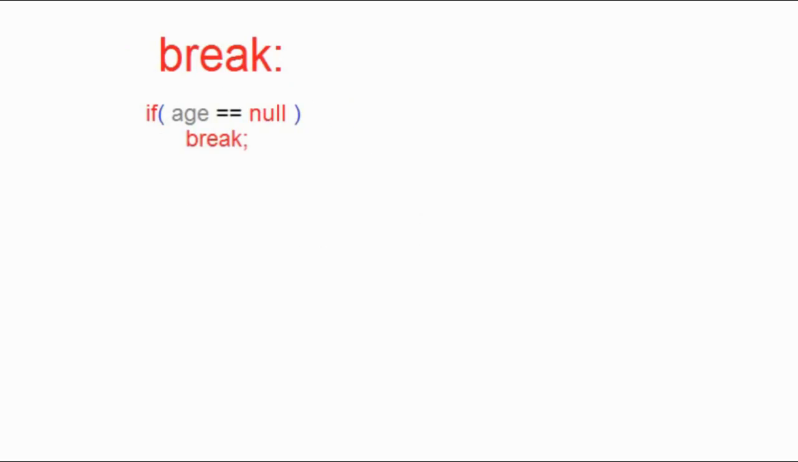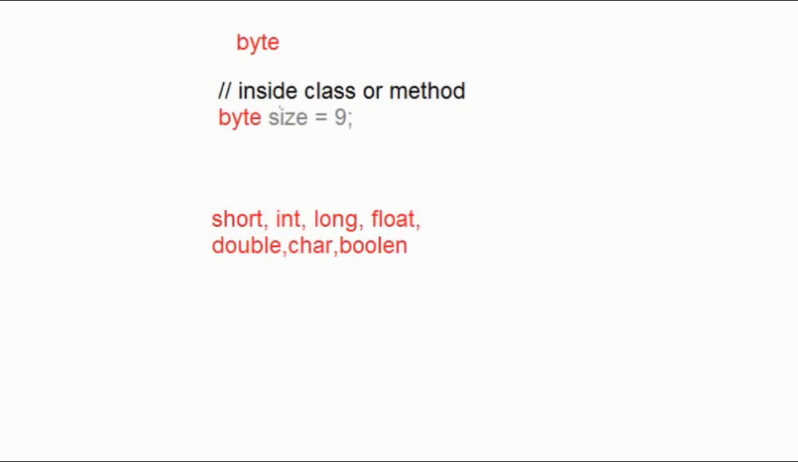The next keyword is the break. The break is used to terminate a loop. So this is how you would do it. You would just say if age is null, then break, just like this. The other keyword is the byte. Byte is a data type that represents the smallest size numbers. It is used the same way as the boolean. And there are also other data type related keywords like these ones.